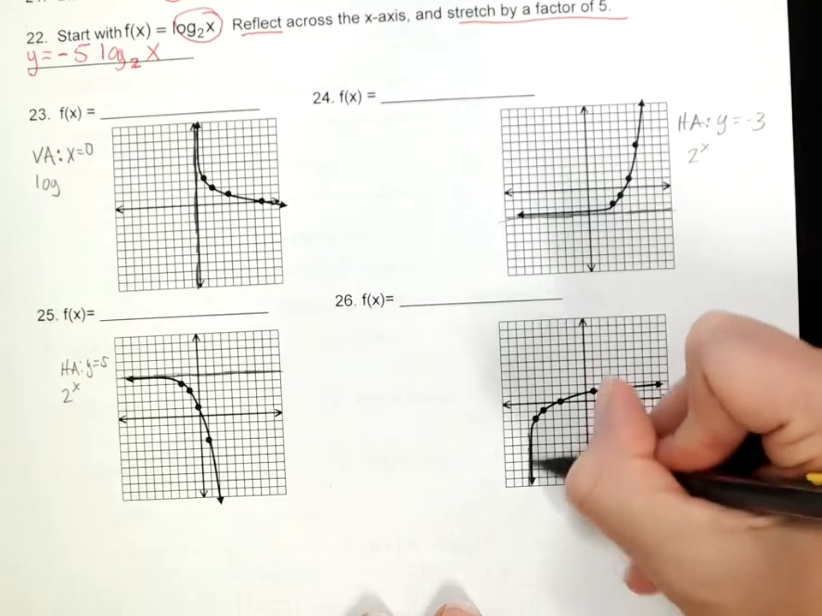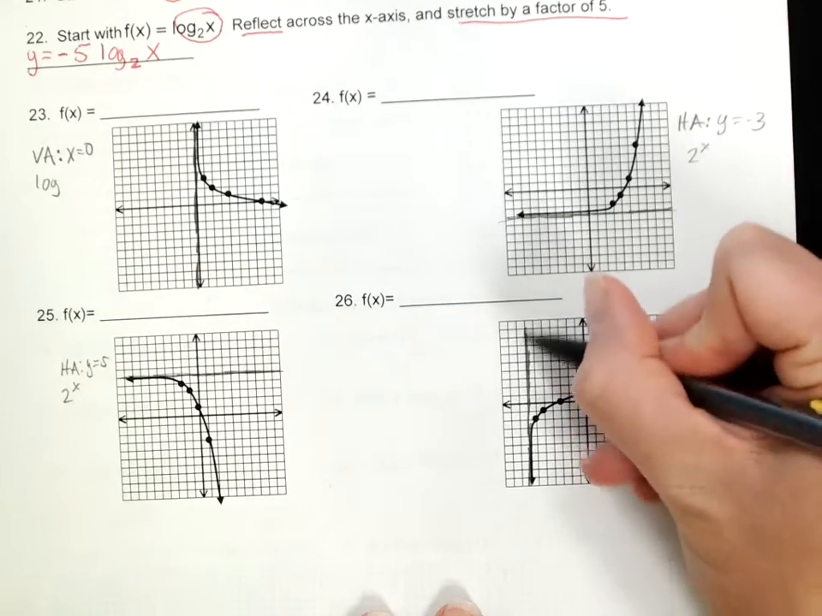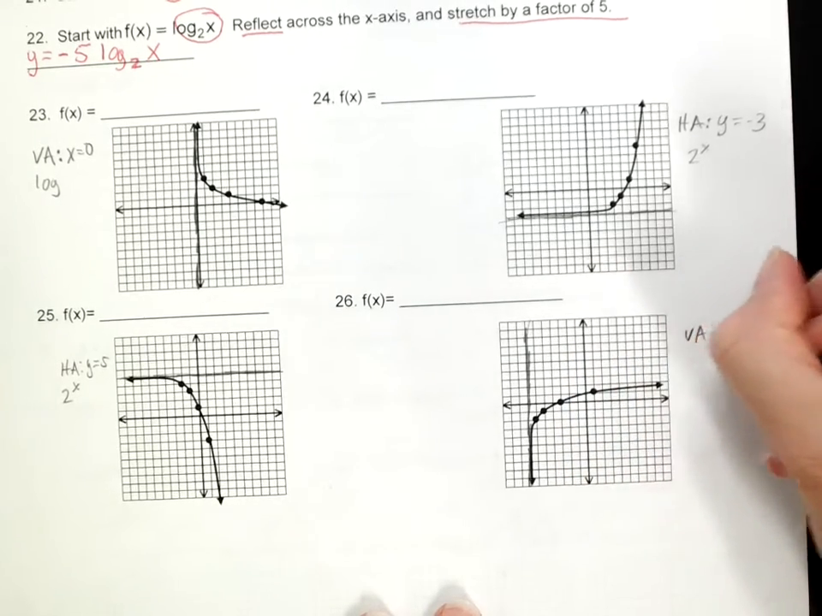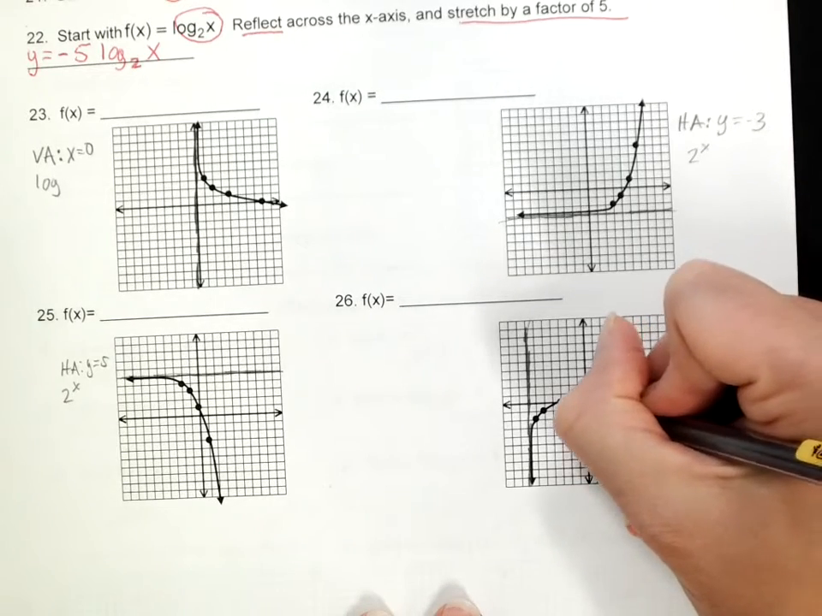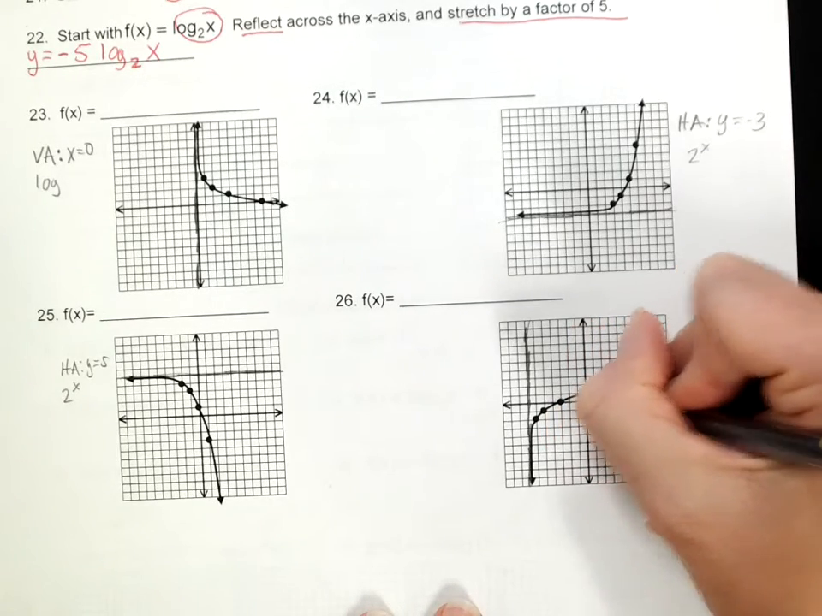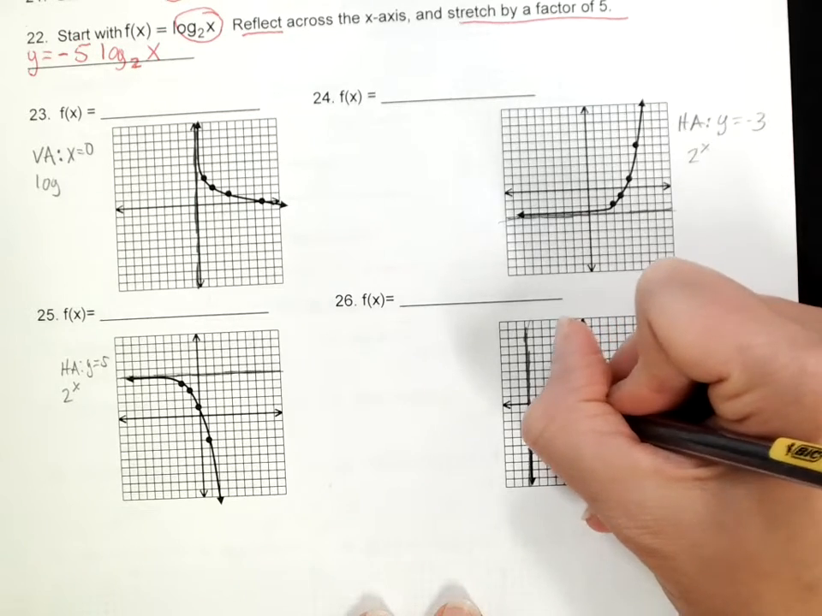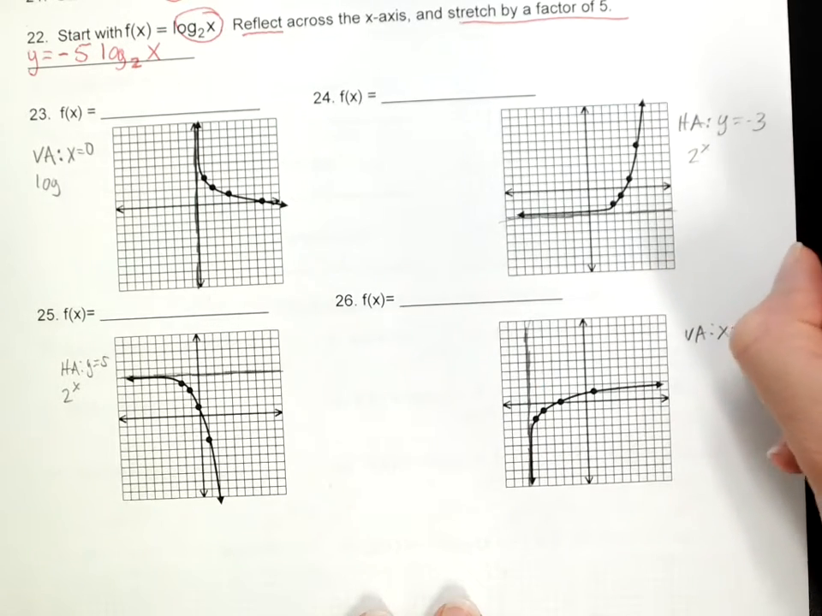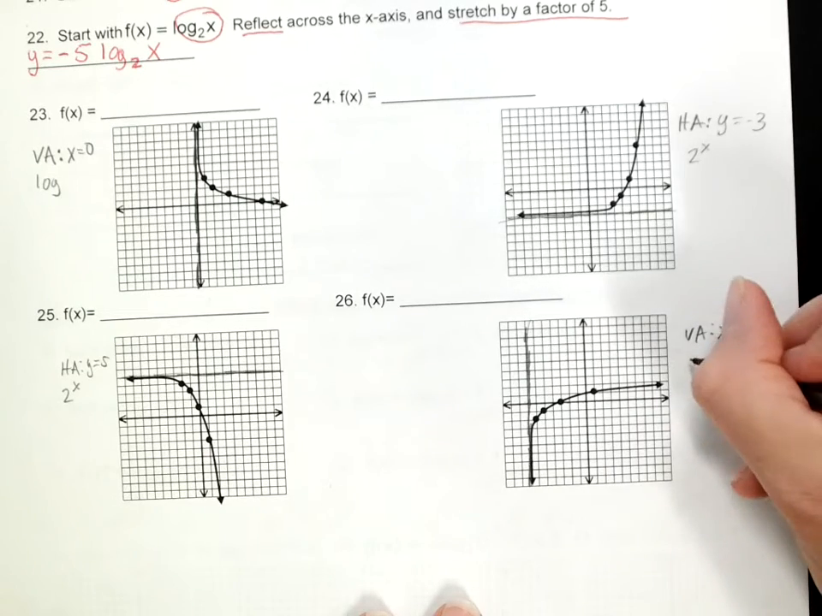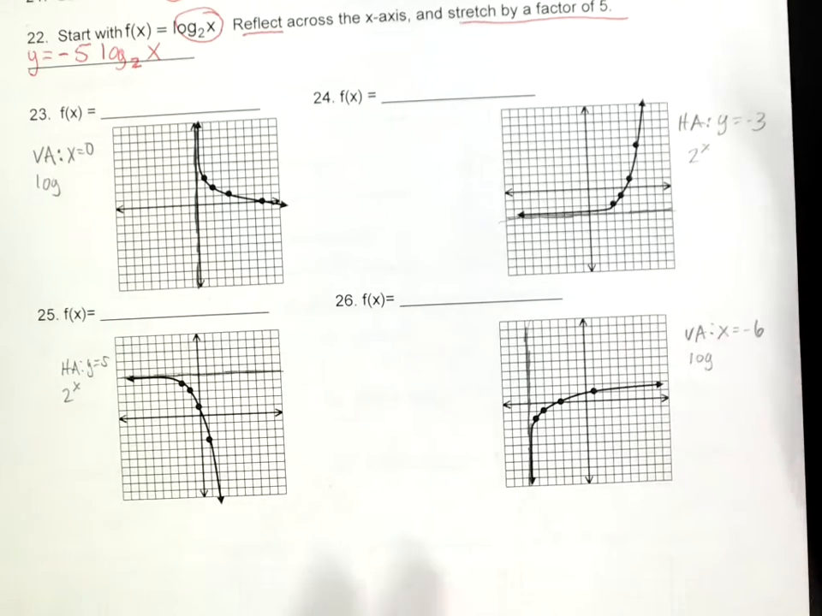Flat part here. That's a vertical asymptote at x equals -1, 2, 3, 4. These lines all start to run together. Tells me I have a log function.